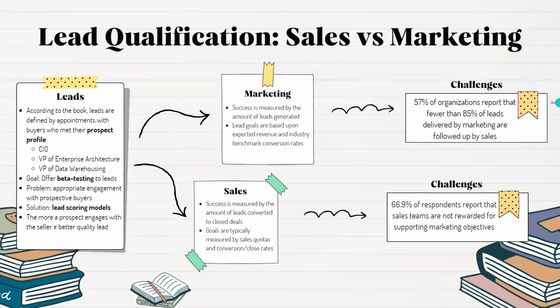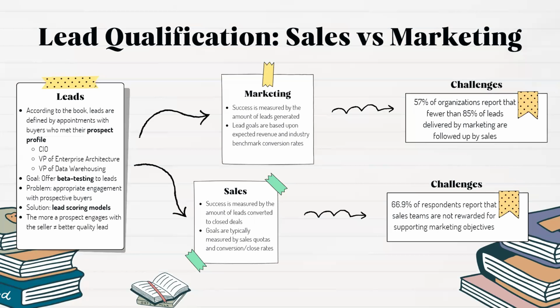Going a little further into different types of leads, marketing and sales departments navigate leads differently. For marketing departments, success might be measured by the amount of leads generated, and this can come through numerous different ways and marketing efforts. Lead goals are based upon expected revenue and industry benchmark conversion rates. On the flip side, marketing might be funneling leads to the sales department, but sales has a different way of measuring success. Success is typically measured by the amount of leads that are actually converted. So of those 1,000 leads, how many actually ended up signing contracts and adopting this new software, for example? Goals are typically measured by sales quotas or conversion and close rates. As you can see, it's a little different.